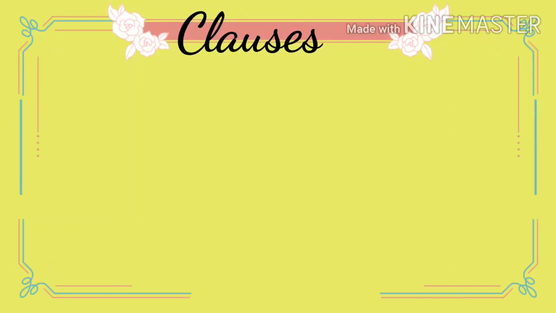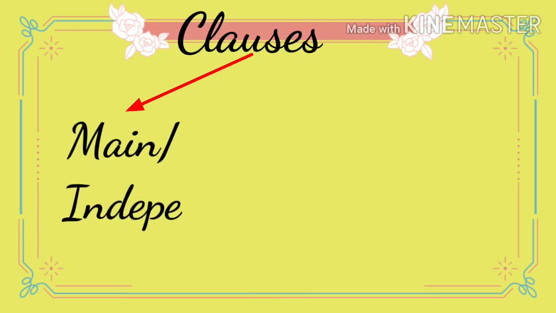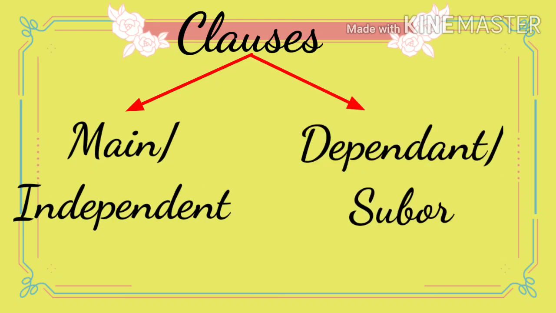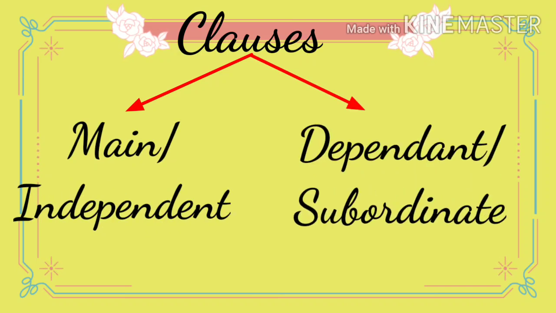Well, if you remember, dear students, in our last class, that is part 1 of this second series, we learned that sentences are made up of clauses. Alright? And we also learned that clauses are broadly divided into two types: the main clause and the dependent clause. The main clause or the independent clause, and dependent or the subordinate clause.